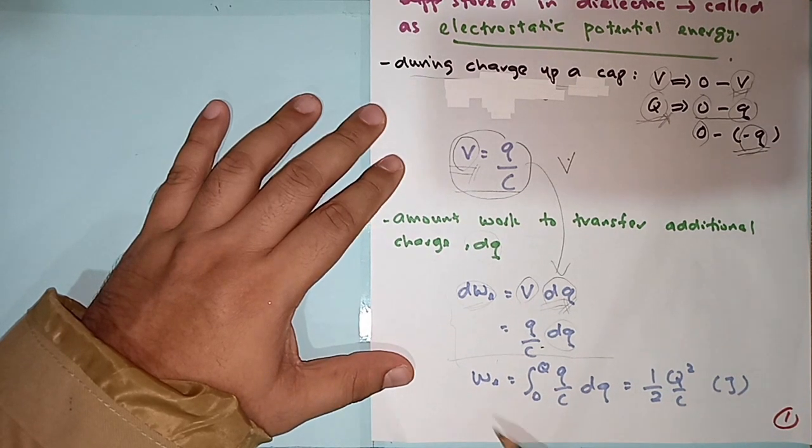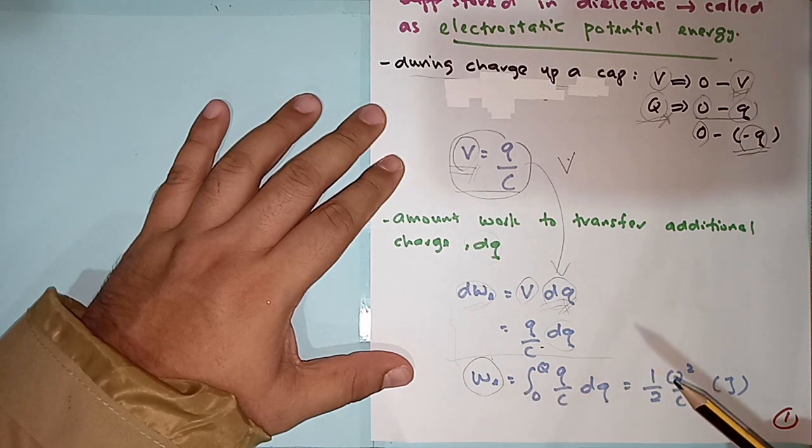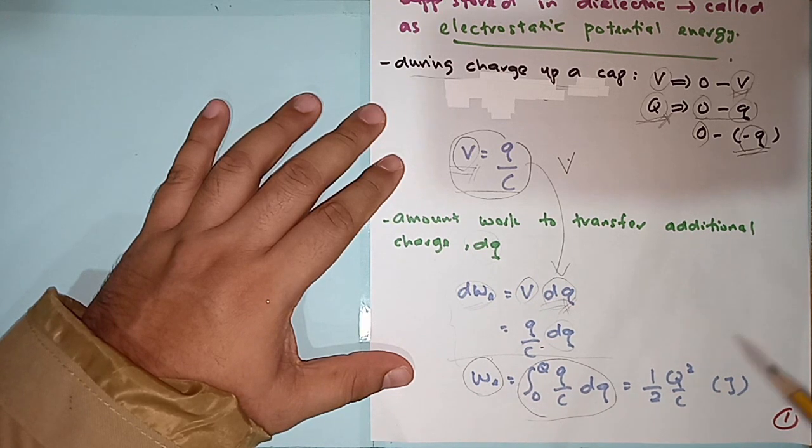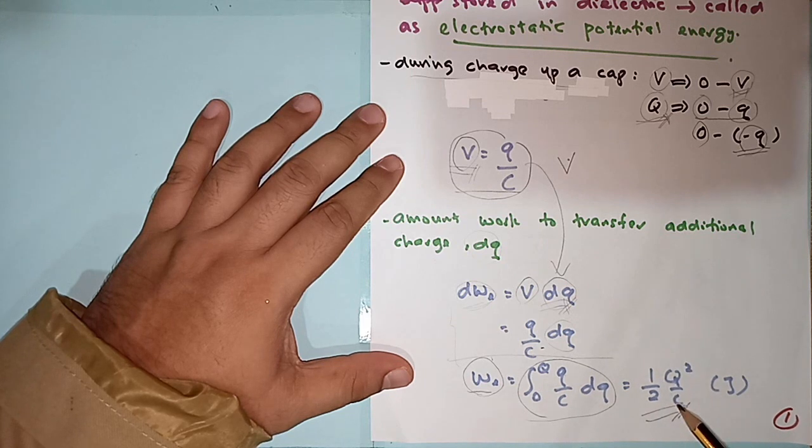Then we will have the work needed to transfer additional charge to the conductor equal to the integration from 0 until Q of Q divided by C dq, and the solution for this integration is this expression, where the work is equal to half of Q squared divided by C, and the unit for this expression is joule.